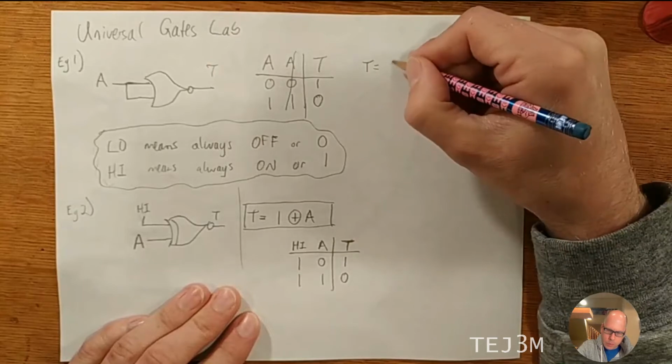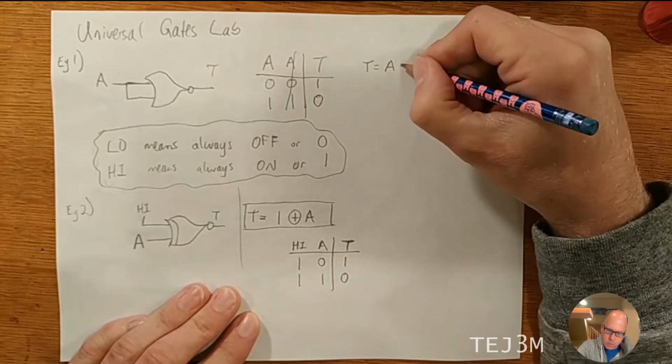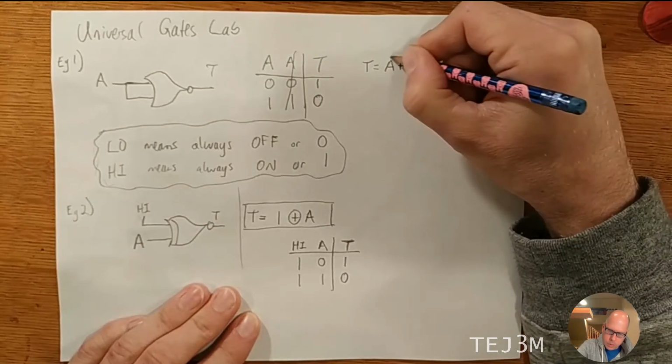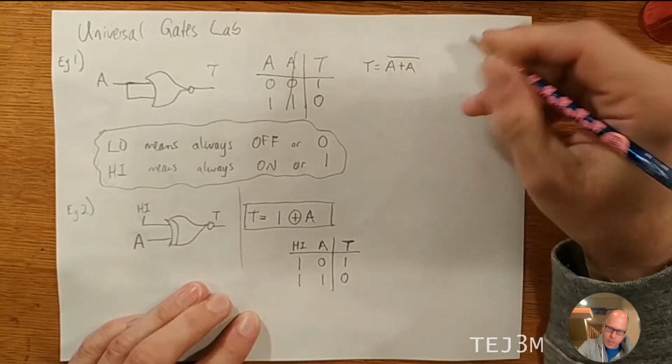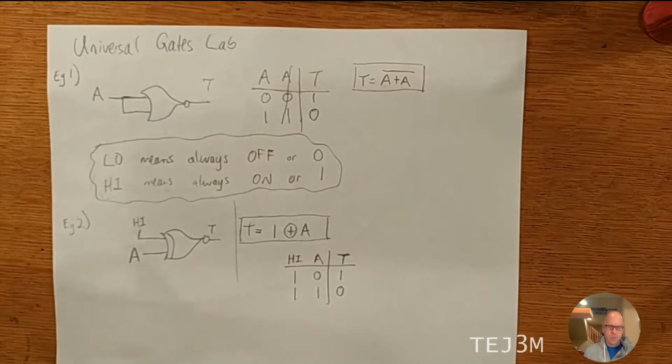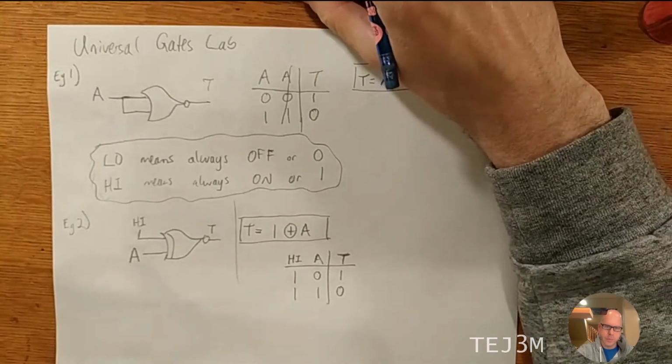So T equals A, and this is a NOR gate. So the NOR gate looks like this, NOR'd with A. So that's the truth expression for example 1. So that's example 1 and 2.